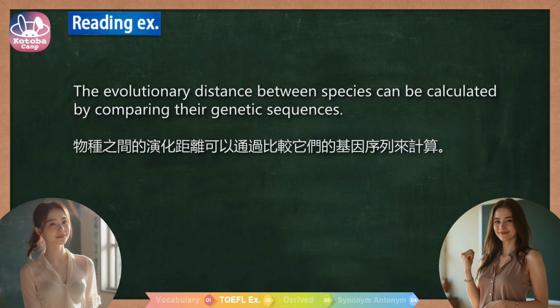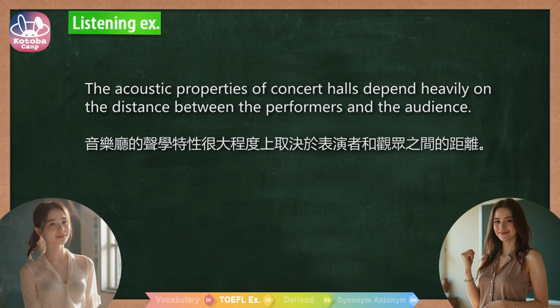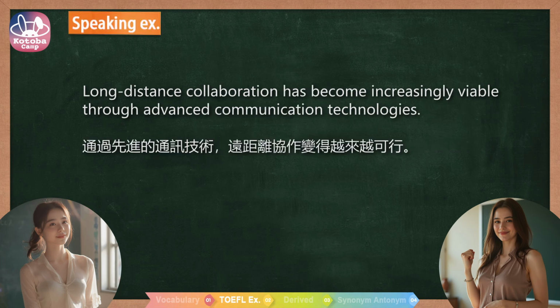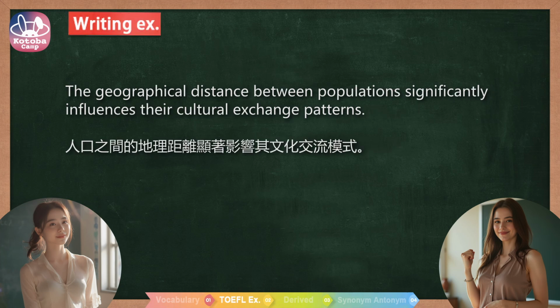The evolutionary distance between species can be calculated by comparing their genetic sequences. The acoustic properties of concert halls depend heavily on the distance between the performers and the audience. Long-distance collaboration has become increasingly viable through advanced communication technologies. The geographical distance between populations significantly influences their cultural exchange patterns.